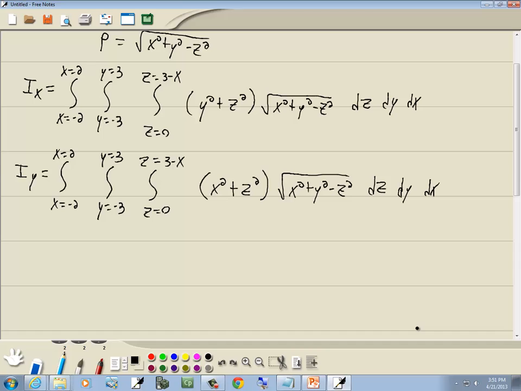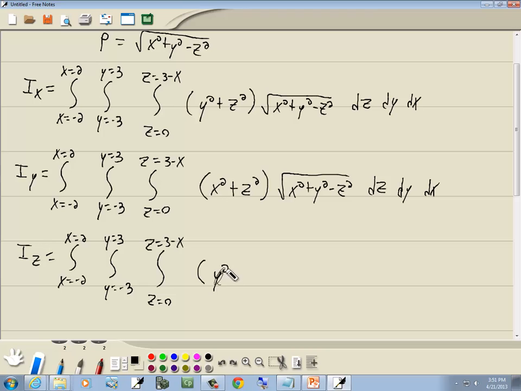And let's find our last one. Again, this is going to go from x equals -2 to x equals 2. And this will go from y equals -3 to y equals 3. And z is going to go from 0 to z equals 3 minus x. Then x squared plus y squared times rho, which is the square root of x squared plus y squared minus z squared, dz, dy, dx. And those would be our answers.